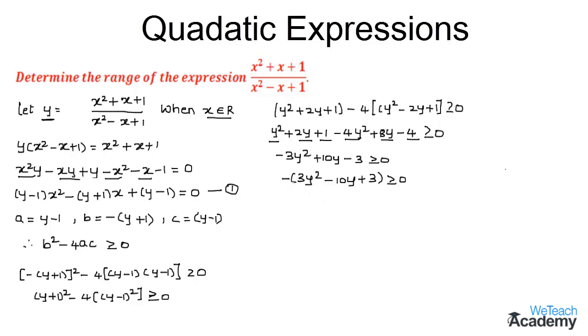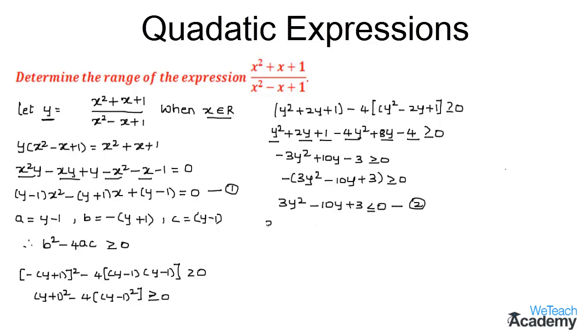And now if we transfer minus to the other side, the inequality gets changed, and we get the inequality as 3y square minus 10y plus 3 less than or equal to 0. So this is our equation 2. Now let us find the roots of this inequation.